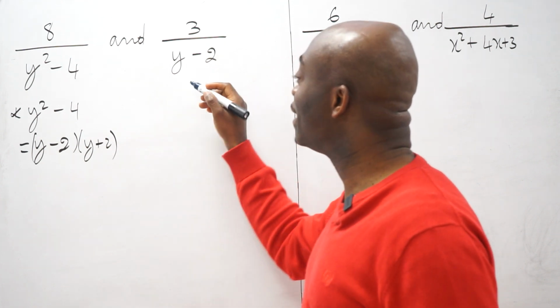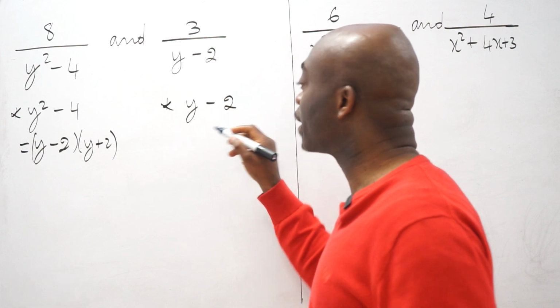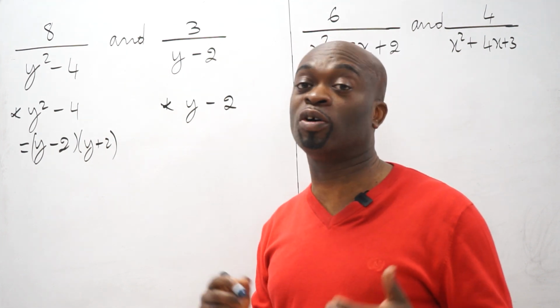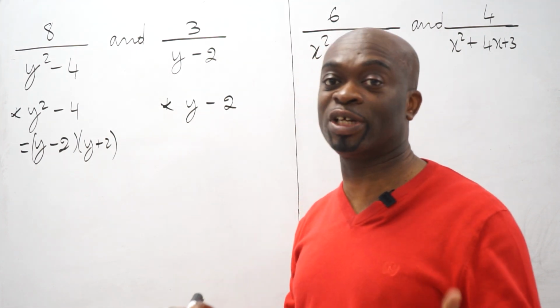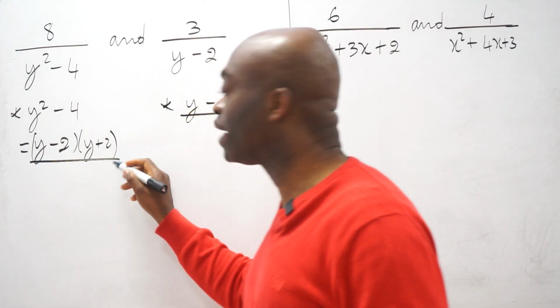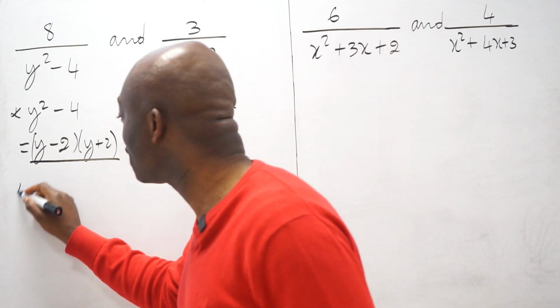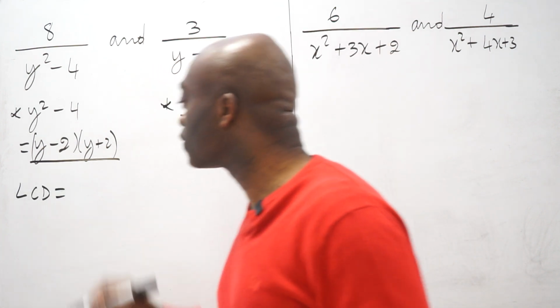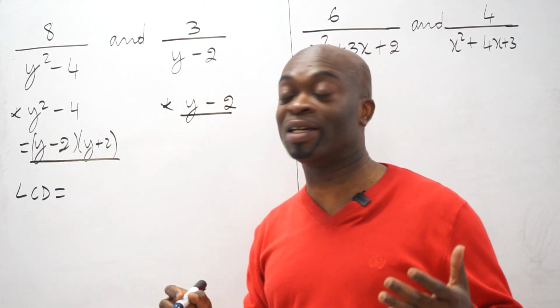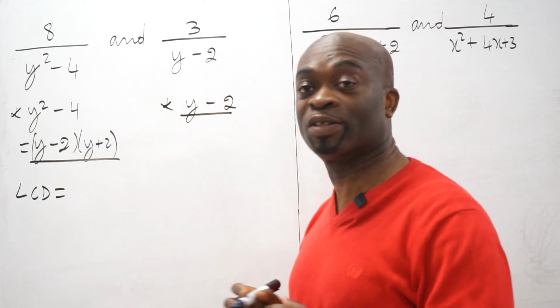Then you come to the second denominator. Can you factor this one further? No. It's only y minus 2, and there's nothing else you can do about it. So you have this, and you have that. But don't forget, what are we solving for? Lowest common denominator. And what did we know about it? You have to pull out the different factors. What are the different factors that we have here?